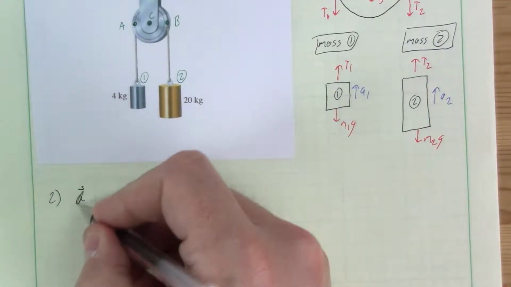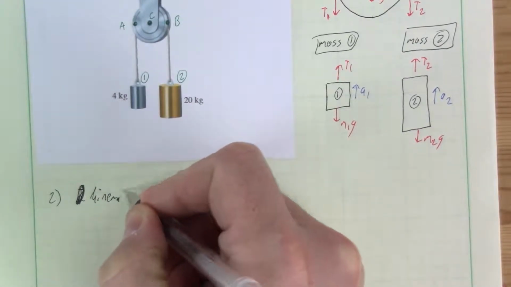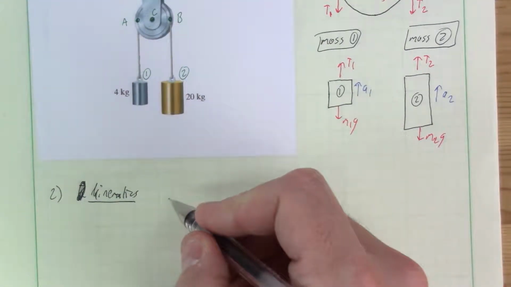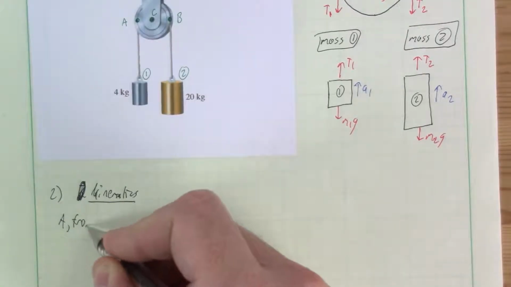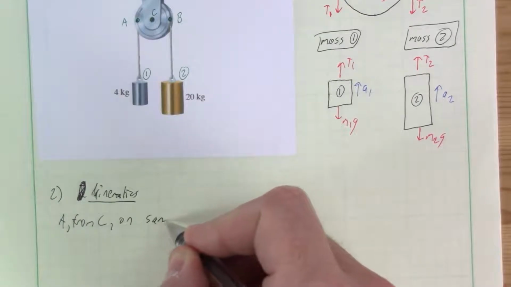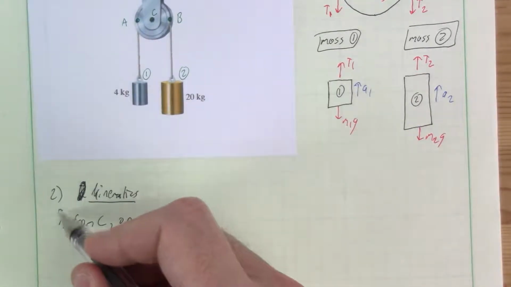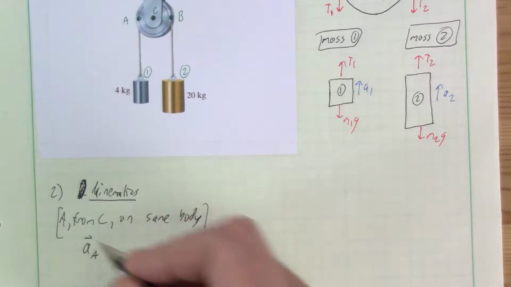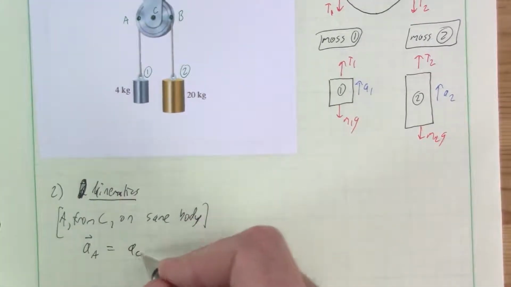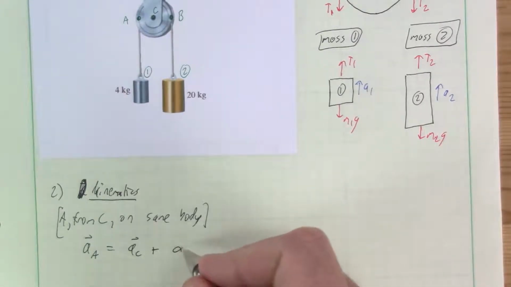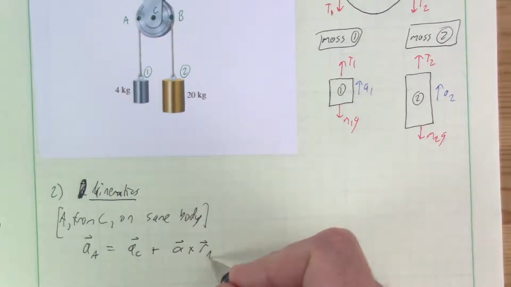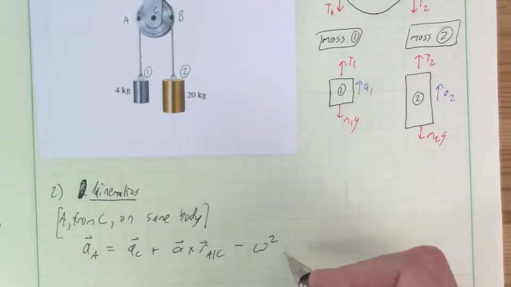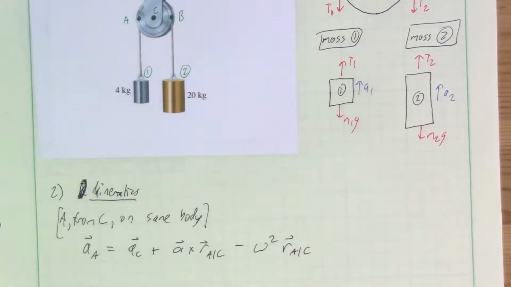Okay, let me label this first. Kinematics, and the first thing we'll do is we'll analyze A from C, and we can do this because they are on the same body. The choice of equation we're going to use here is the same body, rigid body kinematic relationship. Okay, so the acceleration of point A in terms of C, right, is the acceleration of C plus the angular acceleration of the rigid body crossed into the relative position vector of A from C minus the rotation rate, or the angular velocity squared, angular speed squared, times the position vector again.